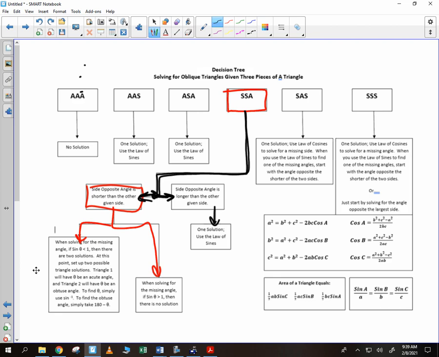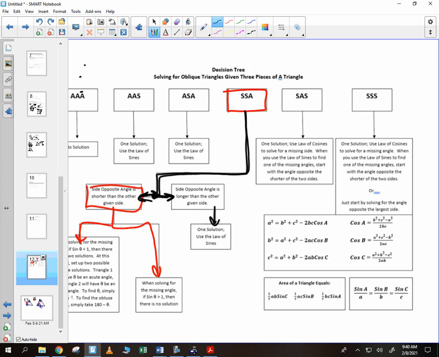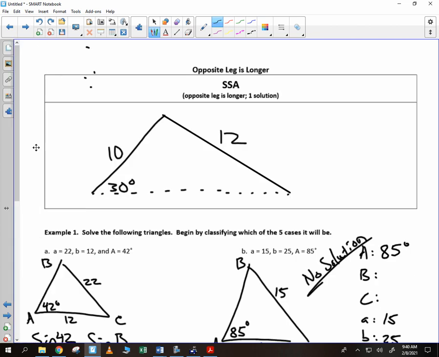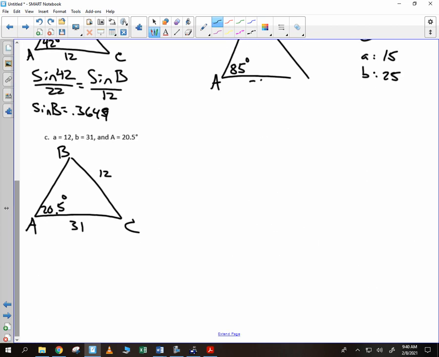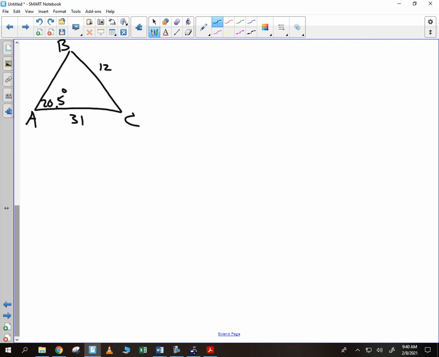You don't know whether it's a no solution or a two solution. But it says when solving for the missing angle, if sine is less than 1, then there's two solutions. When solving for the missing angle, if sine is greater than 1, there's no solution. So let's set it up and see if we come up with a result that's greater than 1 or less than 1. I set it up. Sine of 20.5 divided by 12 is equal to sine of B over 31.